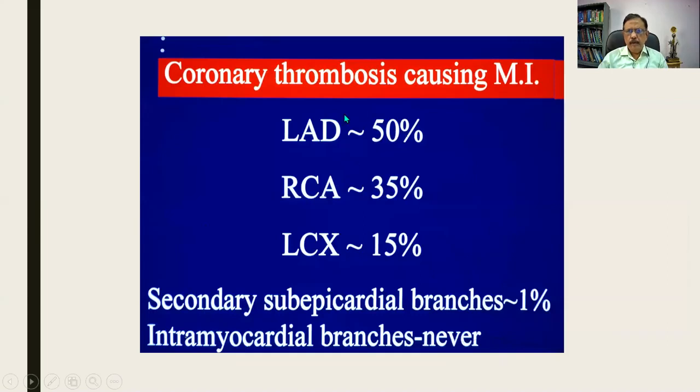Of these, the most important will be the left anterior descending artery. The obstruction can lead to more than 50% of the infarcts. The right coronary artery is going to be about 35% of the myocardial infarcts. Circumflex for about 15%. All the other branches you find will be only about 1%. And if it is going to be intramyocardial branches, there is no infarct as such. So please remember these three data.